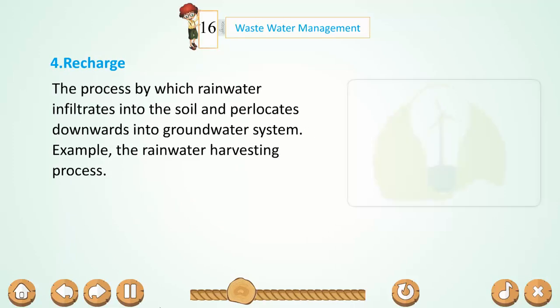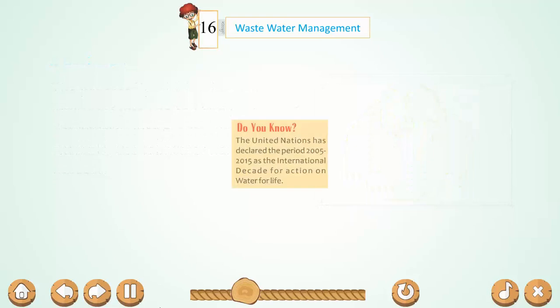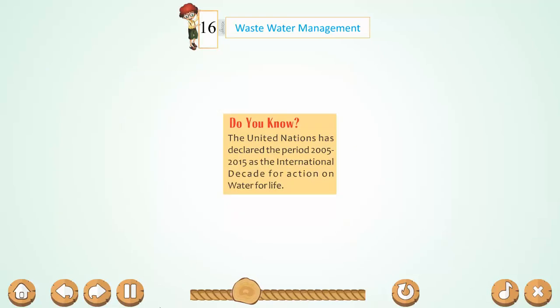Recharge. The process by which rainwater infiltrates into the soil and percolates downwards into the groundwater system. Example, rainwater harvesting process. Do you know, the United Nations has declared the period 2005 to 2015 as the International Decade for Action on Water for Life.